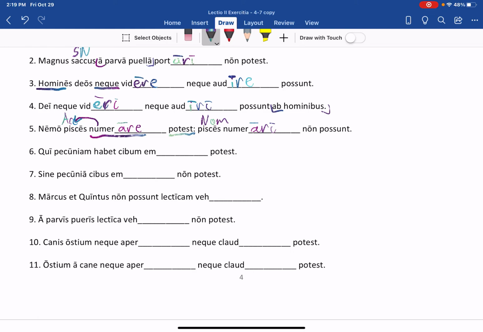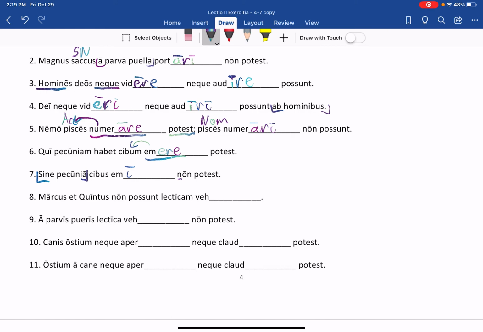Qui pecuniam habet, cibum emere potest. Number 6. Sine pecunia, cibus emi non potest. So the distinction there is, in number 6, it's saying, whosoever has money is able to buy, emere, cibum, food. But in number 7, it's saying, without money, sine pecunia, cibus non potest emi. Food is not able to be bought. Emi is the passive infinitive, to be bought.